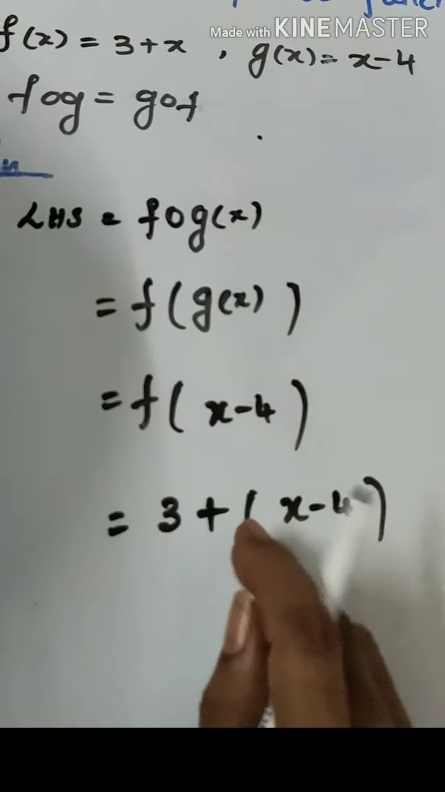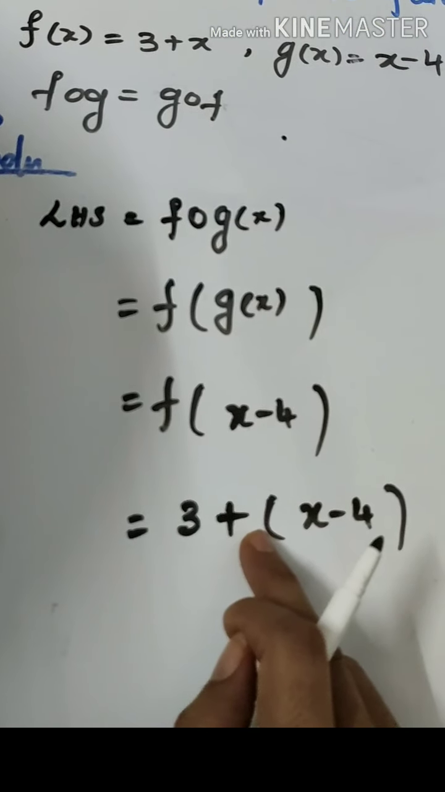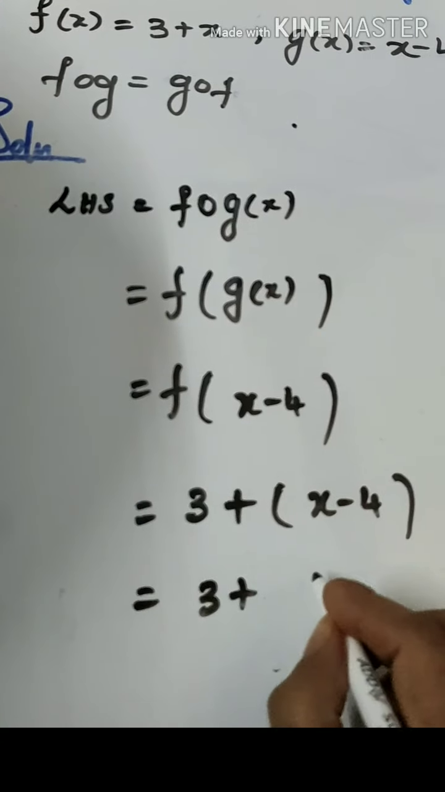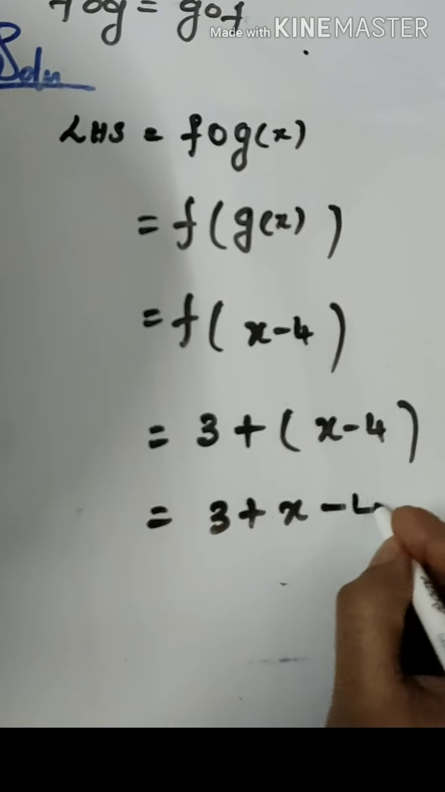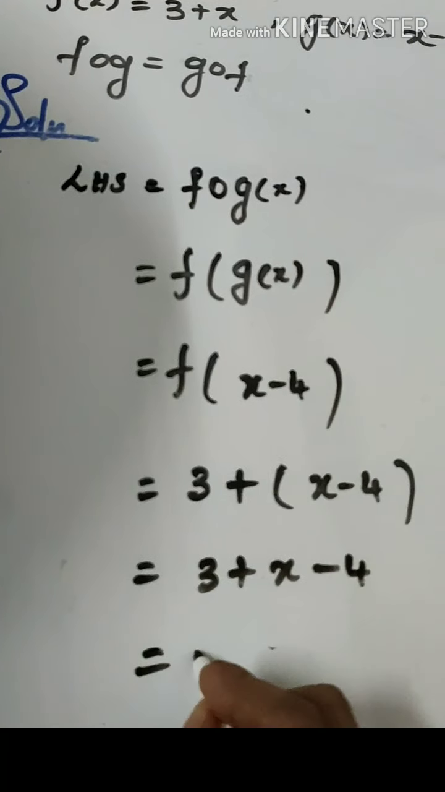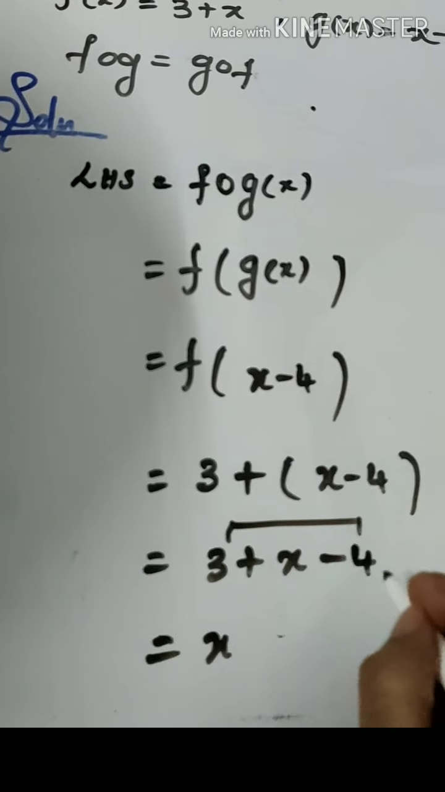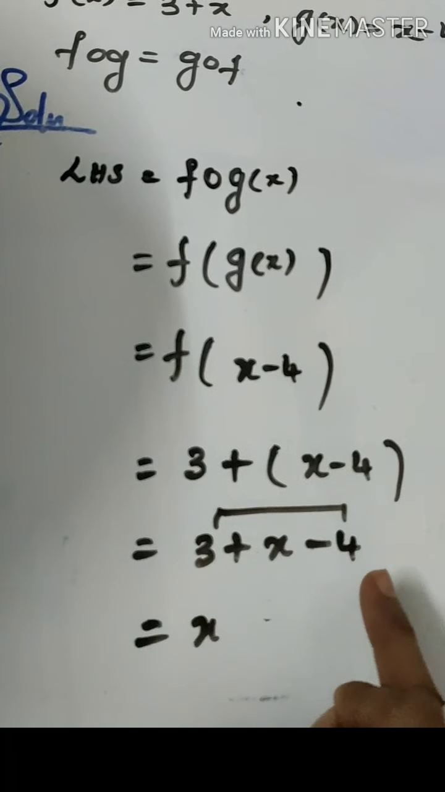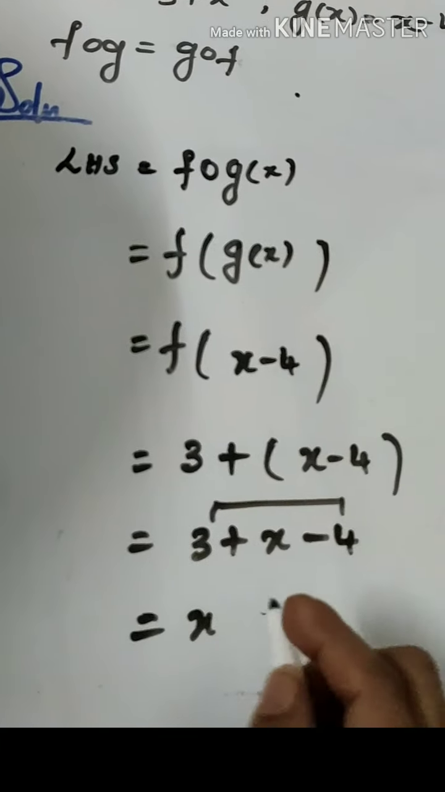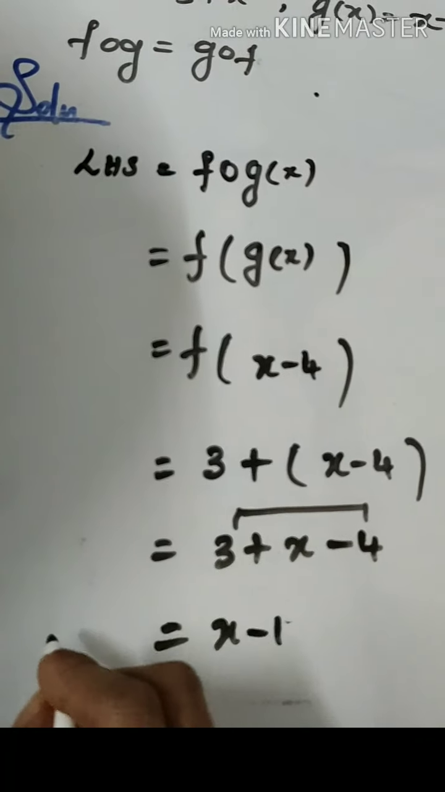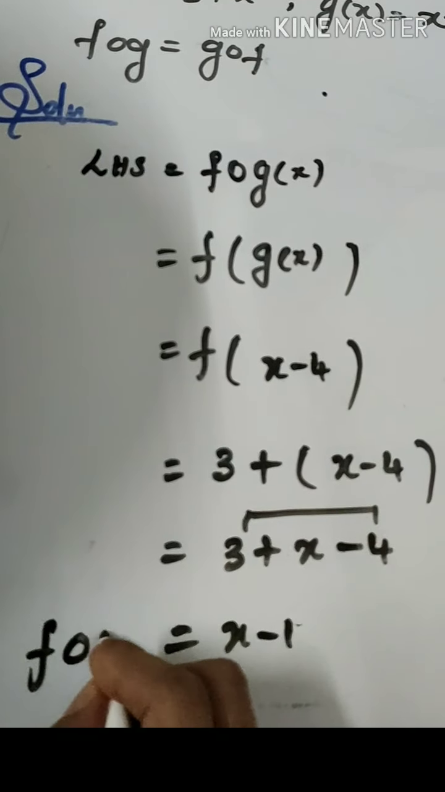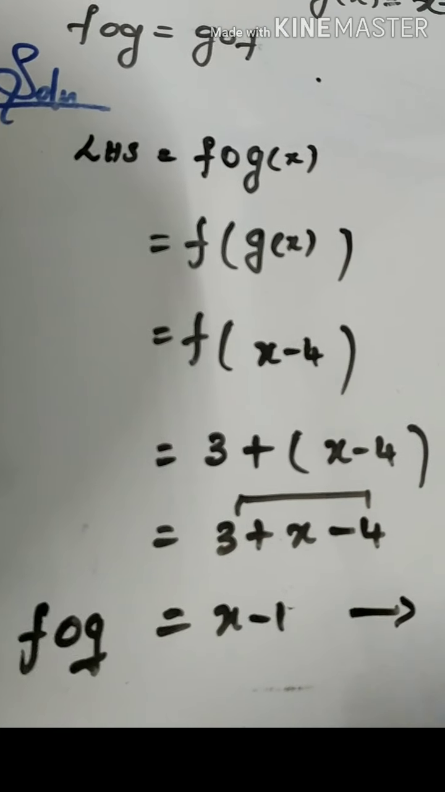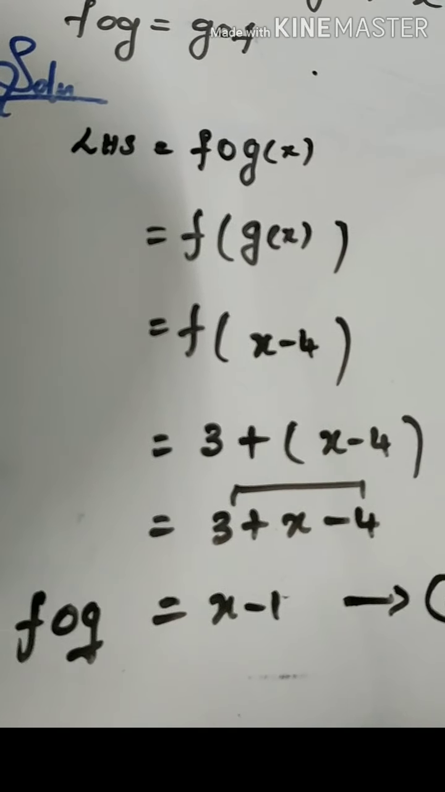If there is nothing outside of the bracket, we can cancel this bracket. So, 3 plus x minus 4. So, x, 3 minus 4. One is positive, another one is negative, so we have to do the subtraction here. So, 3 minus 4 is minus 1. Therefore, we arrive at f composite g is equal to x minus 1. Mark this value as 1.